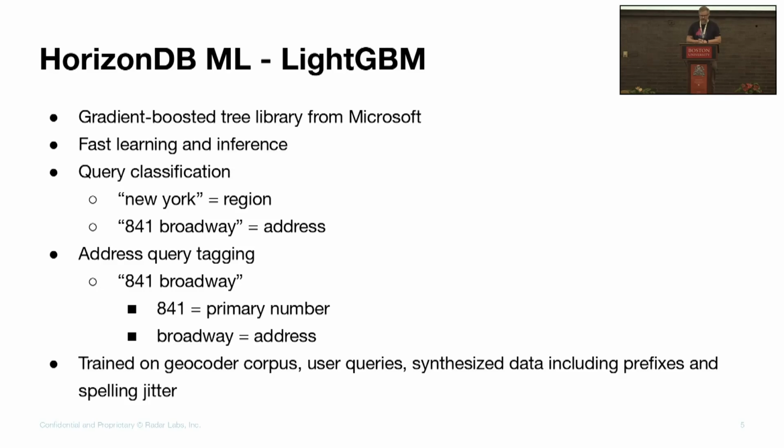And then we also use it to break apart the query and understand the different parts. So for 841 Broadway, there's a primary number and a street name. We use LightGBM to help us crack open the query. We've trained it on our geocoding corpus, user queries, synthesized data, and things like that.